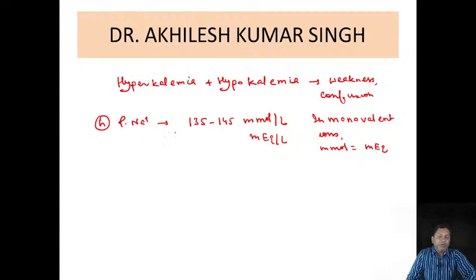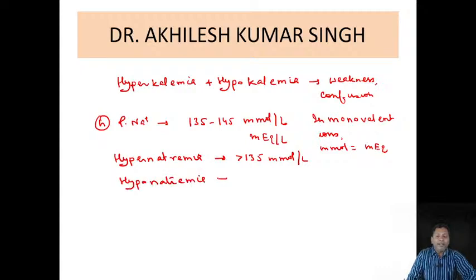So the plasma sodium level is normally 135 to 145 millimole per liter. Hypernatremia is defined when the sodium level is more than 145 millimole per liter, so make the correction here, and hyponatremia is defined as when the sodium level is less than 135 millimole per liter.